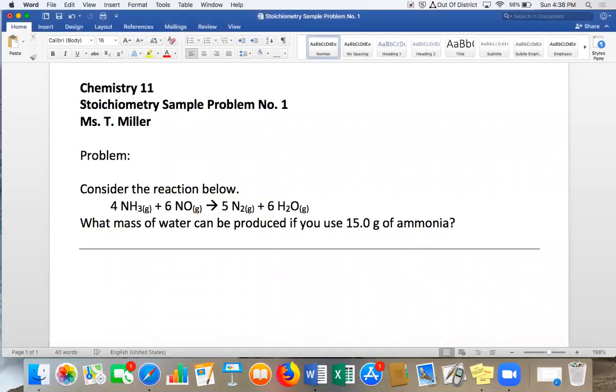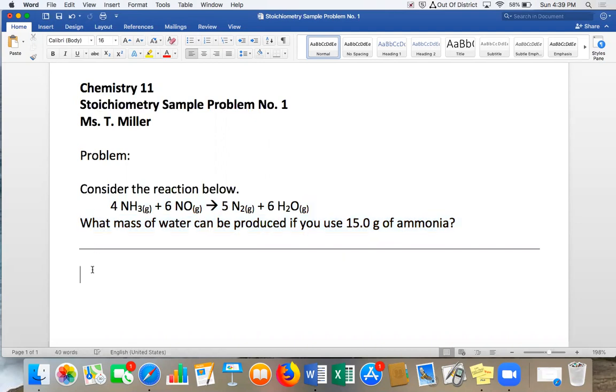Okay, I decided that I'm going to show you a stoichiometry sample problem because this is a really typical one for Chemistry 11. So the problem says, consider the reaction below, and you're given the balanced equation. What mass of water can be produced if you use 15.0 grams of ammonia?